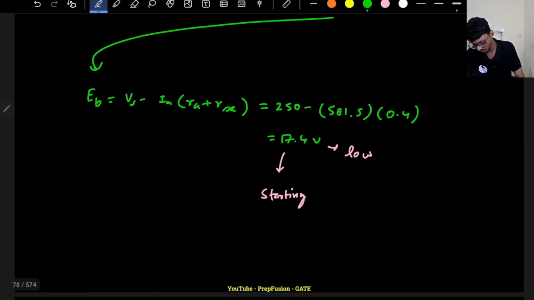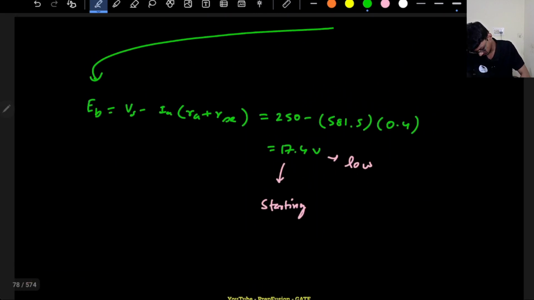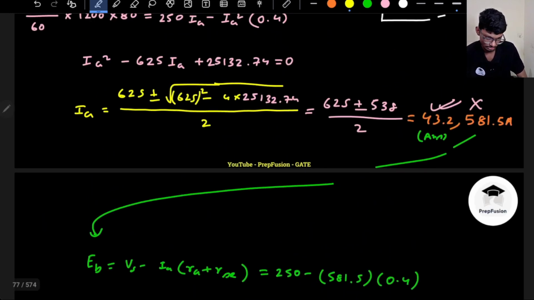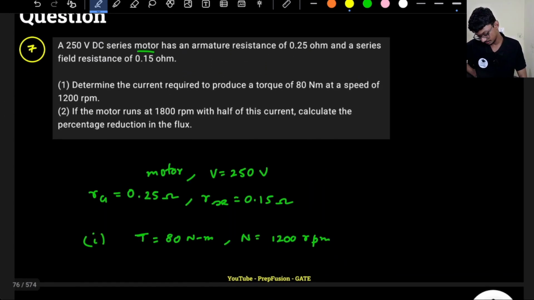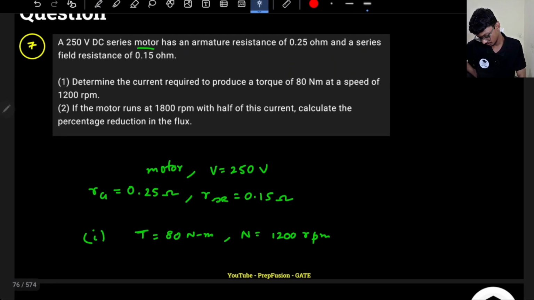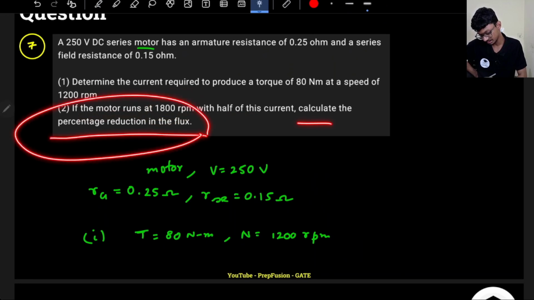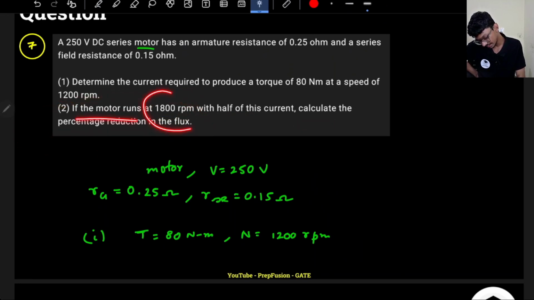Okay, now let's solve for the second part. For the second part, how will I solve it? If the motor runs at 1800 rpm with half of this current, calculate the percentage reduction in the flux. How much flux has been reduced, right?